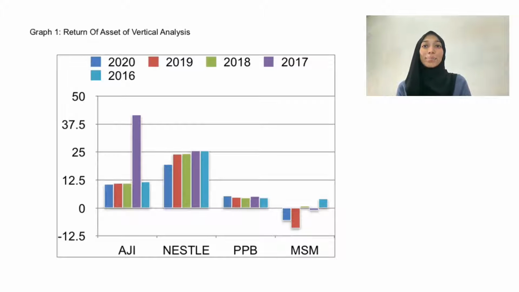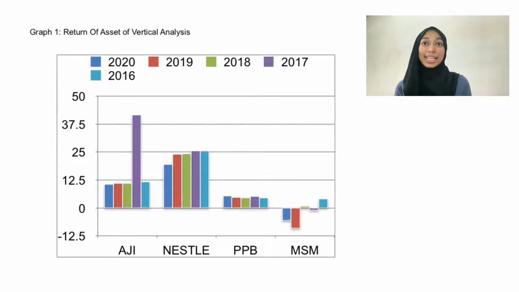Assalamualaikum warahmatullahi wabarakatuh, and I will be presenting on fundamental analysis. Based on the graph, it can be seen that Ajinomoto's ROA increased in 2017. In that year, it indicates that Ajinomoto is able to generate earnings of 41 cents for every 1 ringgit investment on its assets.